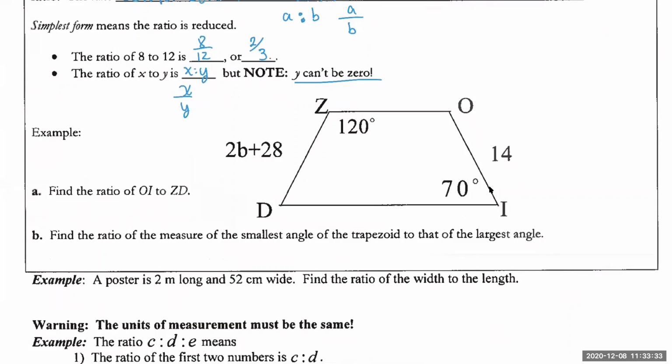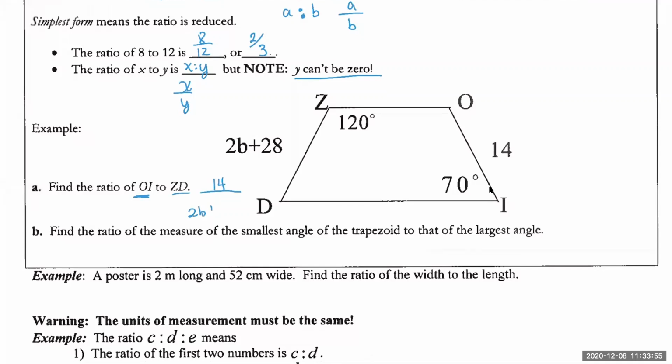Okay, so in this case, we're just working with ratios. Find the ratio of OI to ZD. And remember, that is just writing it in terms of a fraction. So I would write OI first. And when I say first, that means that's going to go on the top of your fraction, the numerator. Over the bottom would be ZD, which in this case is 2b plus 28.